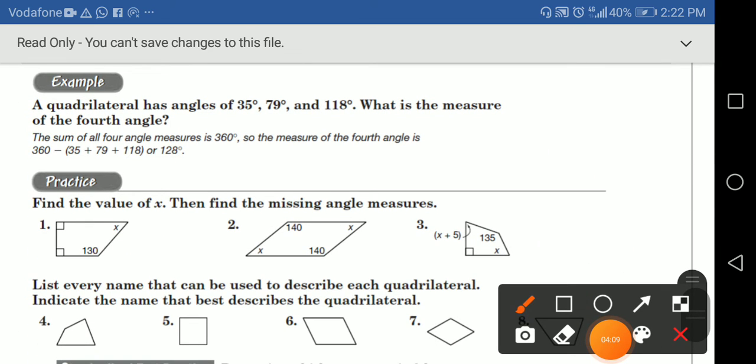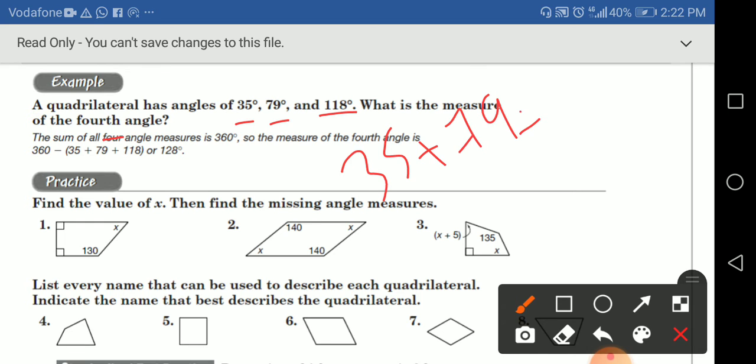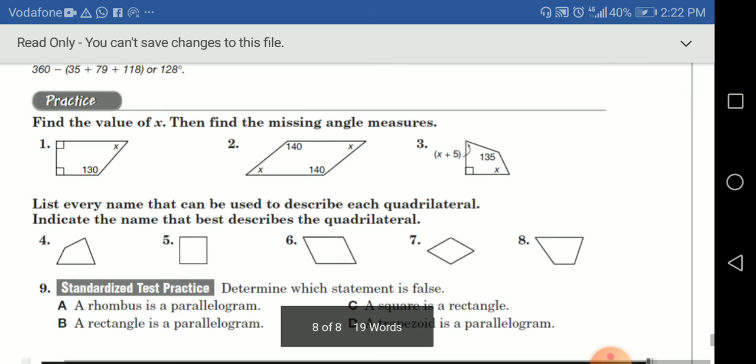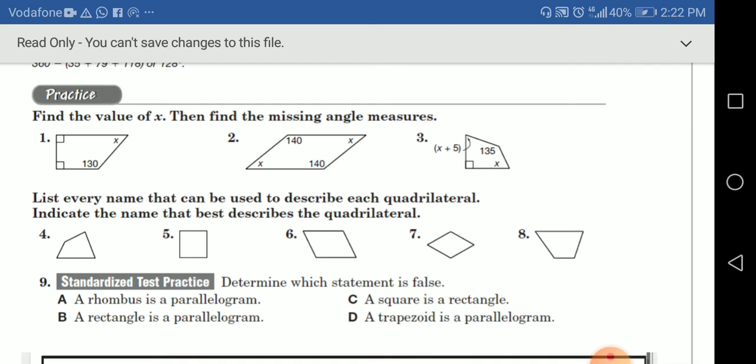It asks you: a quadrilateral with angles 35, 79, 118. What's the measure of the fourth angle? I will add all of them and then subtract from 360, which is the total measure of angles of a quadrilateral. So I've got the remainder 128.